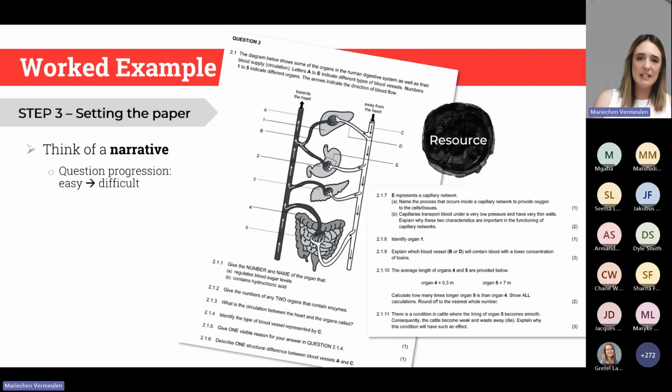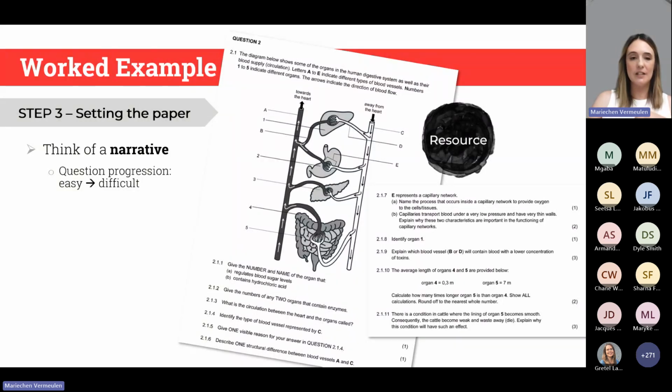Now, we can all agree that the more familiar content here is definitely going to be the pictures of the organs, right, of the digestive system. They should recognize those off the bat, hopefully. So you're going to start with that because it's the easier part.